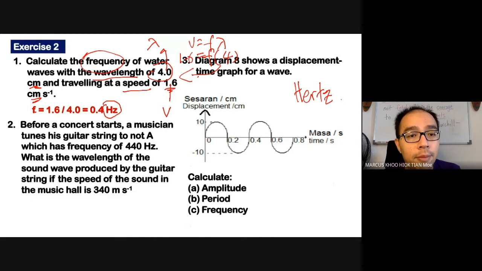Before a concert starts, a musician tunes his guitar string to a note A, which is the frequency of 440 hertz. Now, what is the wavelength of the sound wave produced by the guitar if the speed of the sound in the music hall is 340 meters per second? Notice that our speed now is in meter, so the wavelength is also going to be in meter. Frequency is given as f, and since it is hertz, we don't have to change anything. So this is v, this is f, we can calculate lambda.